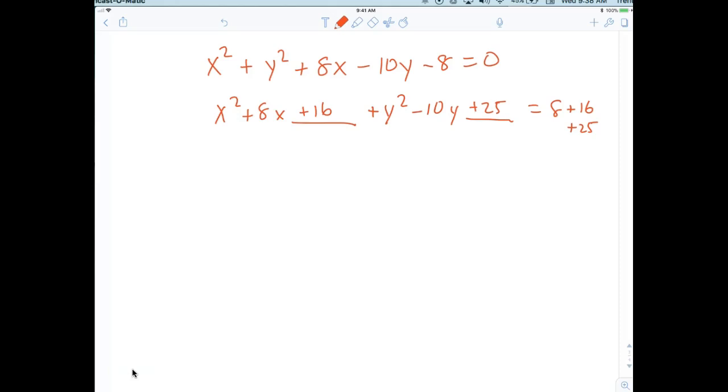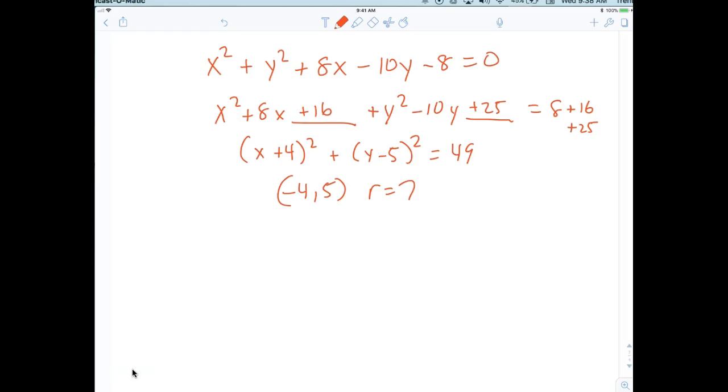And now what we're doing is we're factoring. Remember what I said? It always factors into whatever the half was. So in this case, it would be x plus 4 squared plus y minus 5 squared equals 49. So you would say the center is (-4, 5) and r equals 7. I get this. Okay. Good.